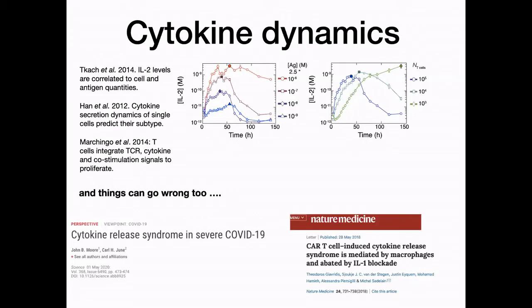And those things have also been known and are observed in immunotherapy. So for instance, CAR T cell induced cytokine release syndrome. So cytokines are really important. They clearly do something. And so it's really important to try to understand how the dynamic of cytokines is regulated and trying to model it. And that's the goal of my talk today, to tell you about our approach to do that.